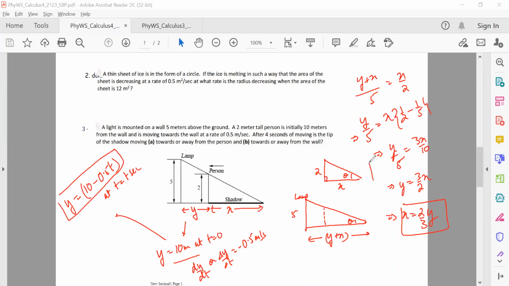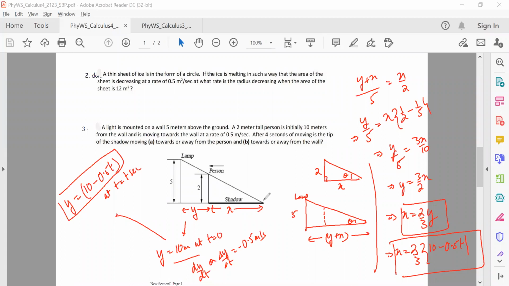Okay. So I can see that if y is decreasing like this, then x is also decreasing. x is 2 by 3 into (10 minus 0.5 t). As far as the question is concerned, it's only about whether they're decreasing or increasing. So we can see that x is decreasing with respect to time.